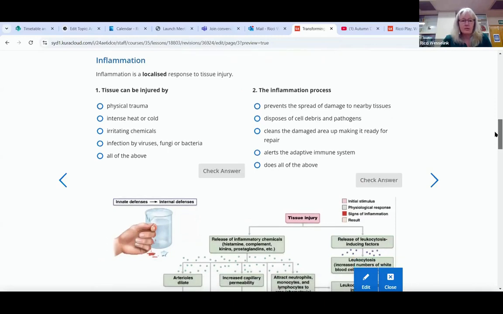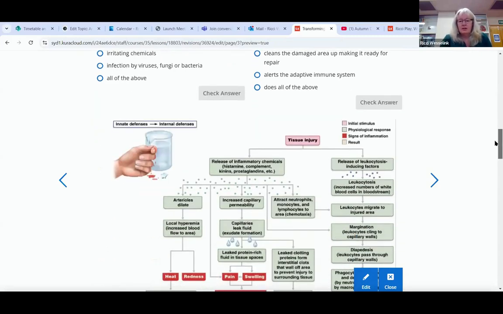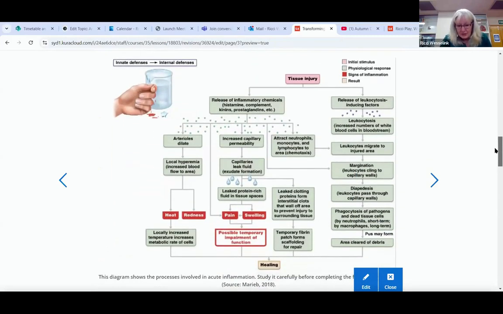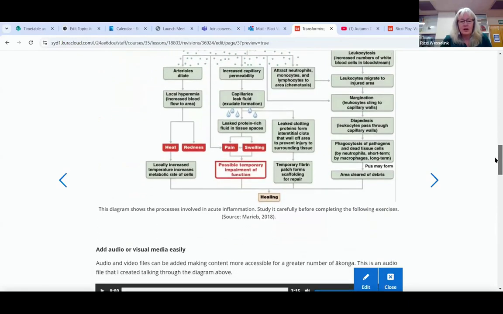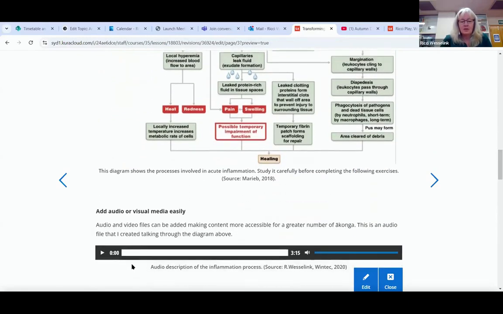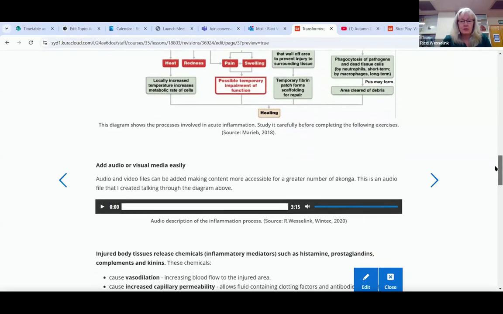So again, talking about inflammation, where the students are asked to think about what causes inflammation and what that process looks like. Here's a diagram from a textbook showing that inflammation process. But what we can do with this is add an audio. So this is me doing a description, so talking the students through this process here and hopefully making it easier to understand for people who learn through hearing as well as those who learn through seeing.